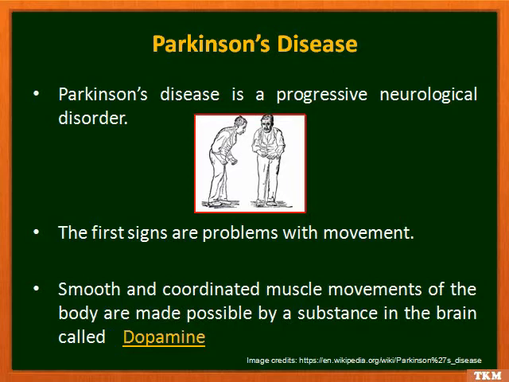Now let's start with Parkinson's disease. It is a progressive neurological disorder. The first signs are problems with movement. Smooth and coordinated muscle movements of the body are made possible by a substance in the brain called dopamine. So this dopamine is responsible for Parkinson's disease.